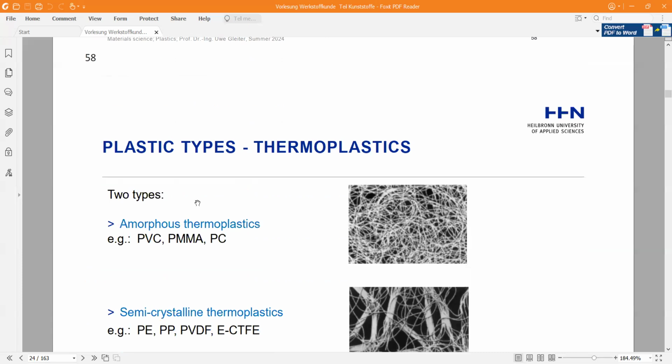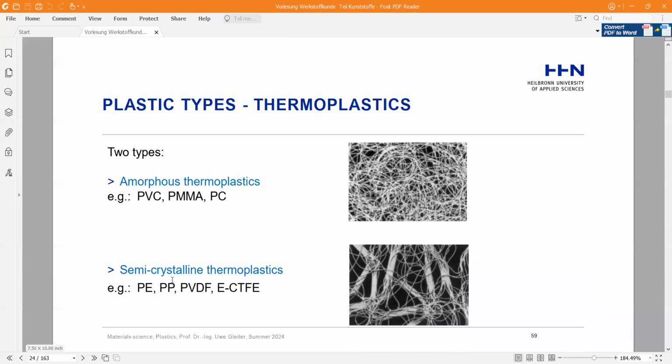Thermoplastics, which behave like chocolate, have two types: amorphous thermoplastics, like gelatin, for instance PVC, and semi-crystalline thermoplastics.